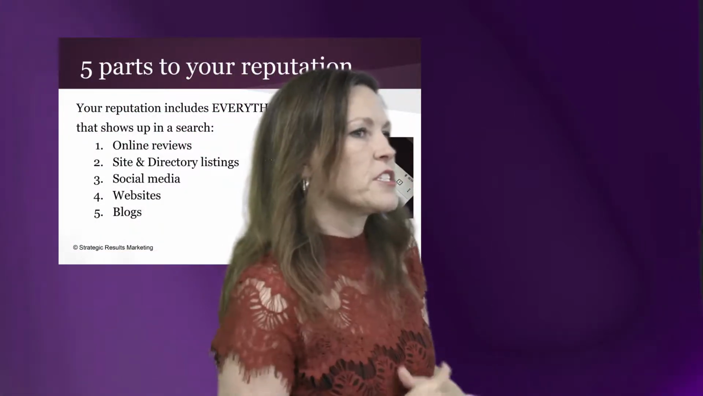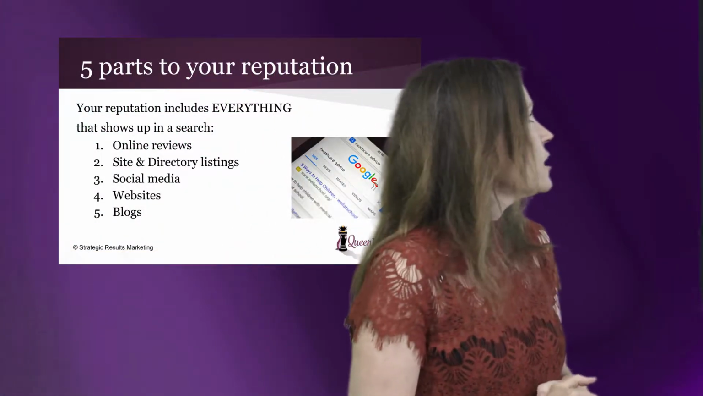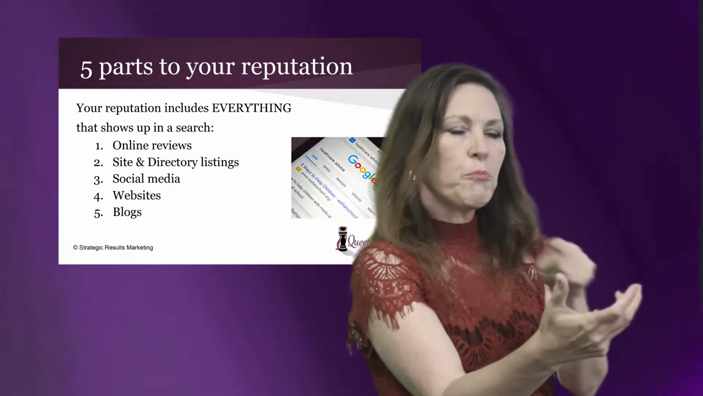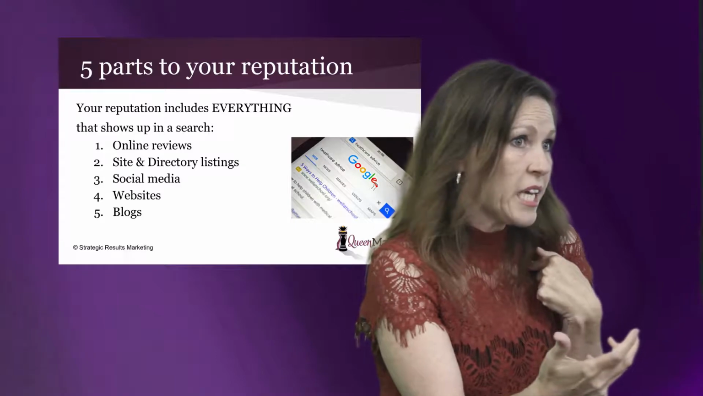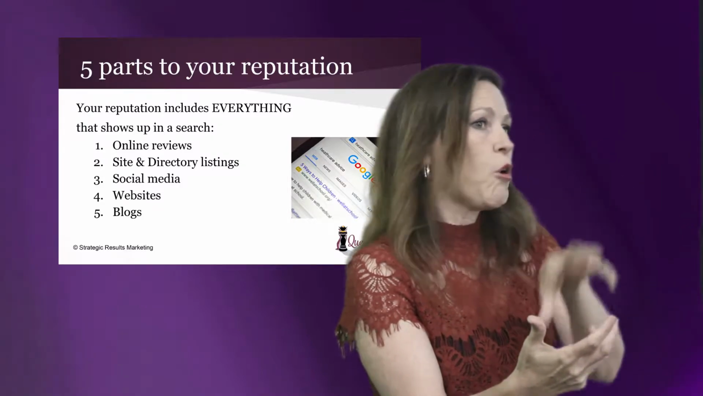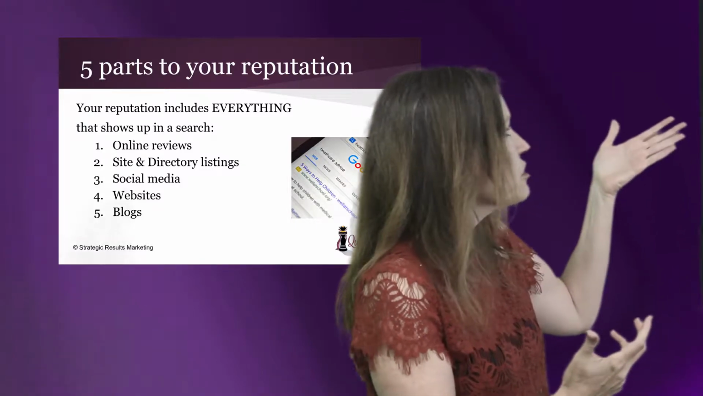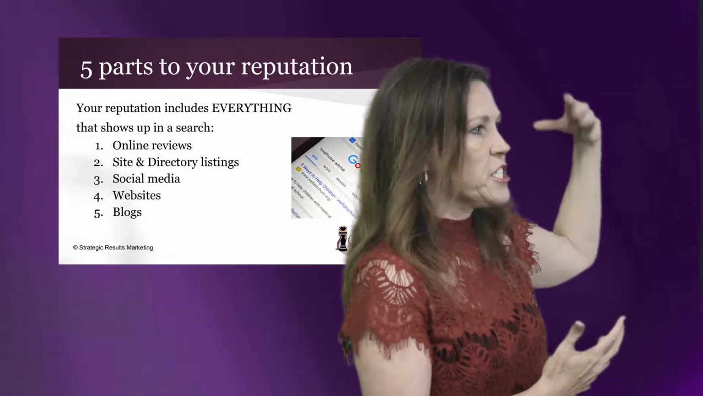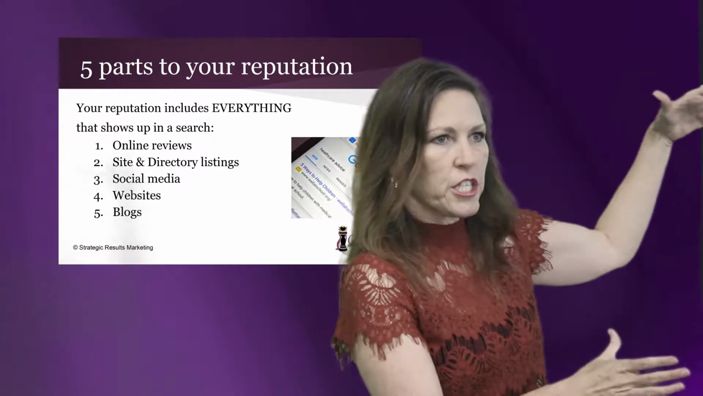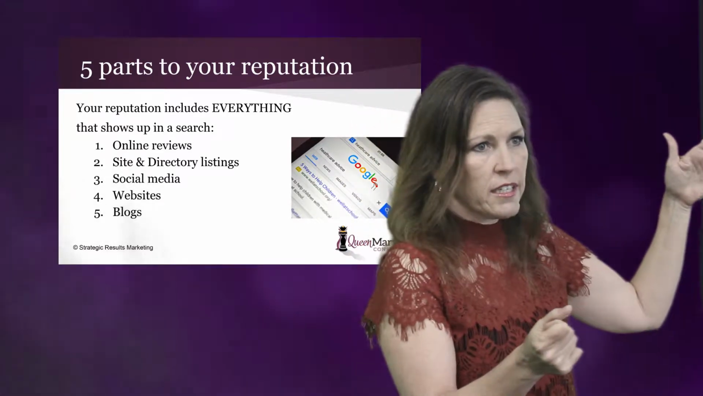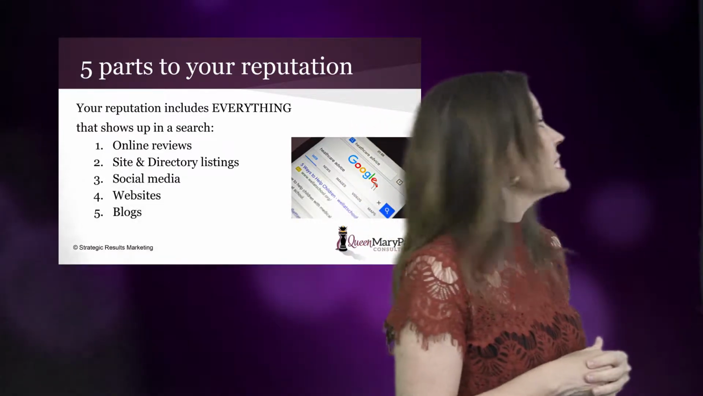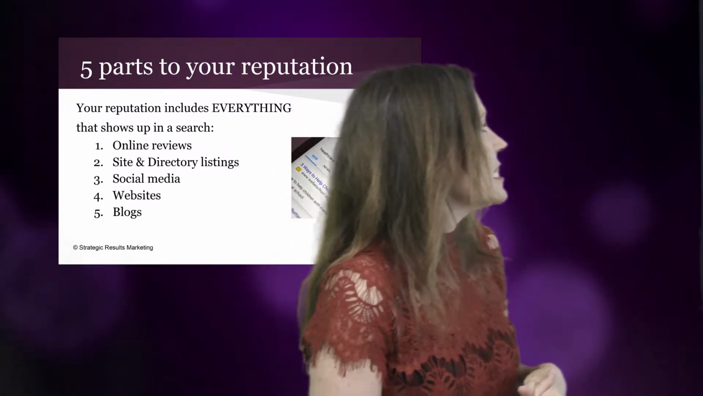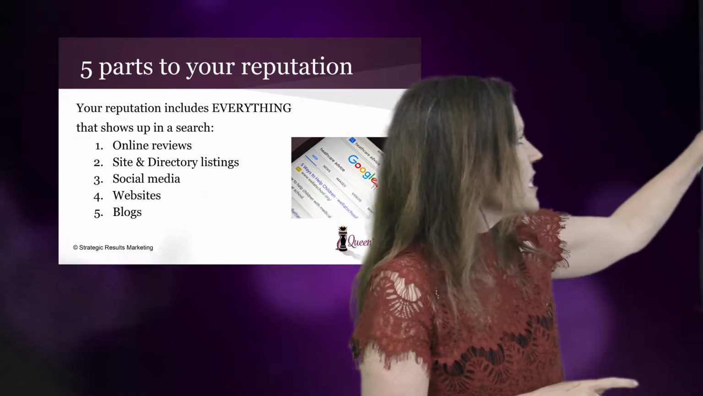So there are 5 parts to your online reputation. It includes everything. Pick up your phone right there that you've got. You punch in information about me, and it's going to include a whole bunch of stuff. Everything that shows up in a search is part of your online reputation. Your reputation is the whole entire picture, in that first impression that happens in a split second. So it's online reviews, it's site and directory listings, and I'm going to talk about that for a second.